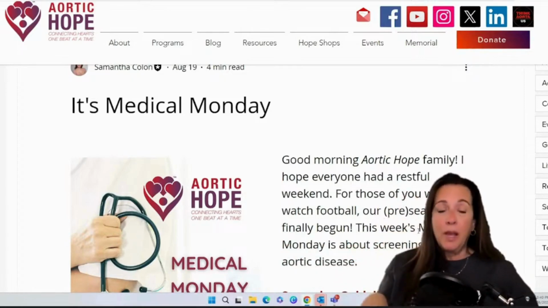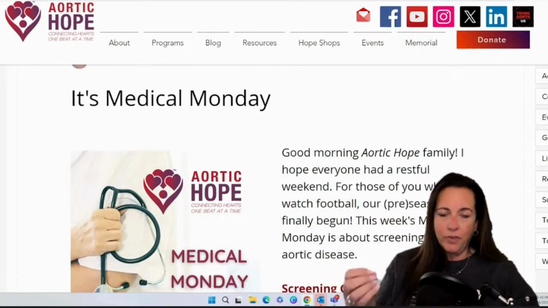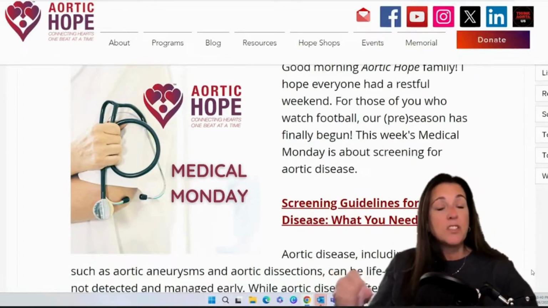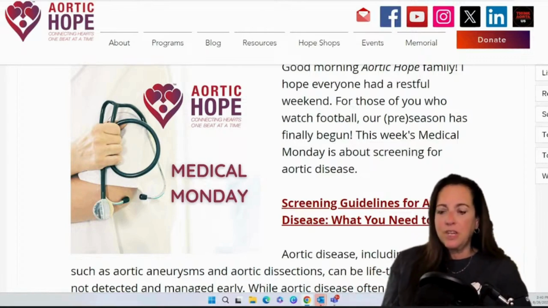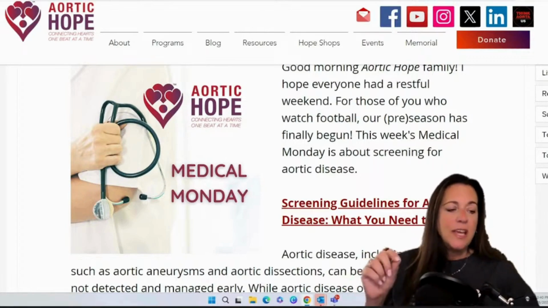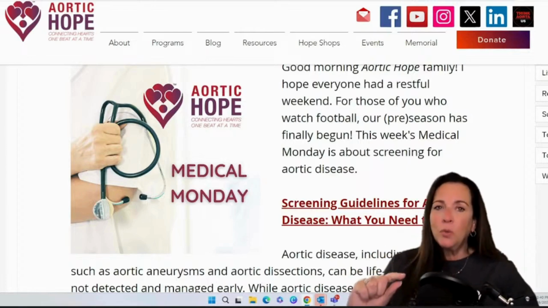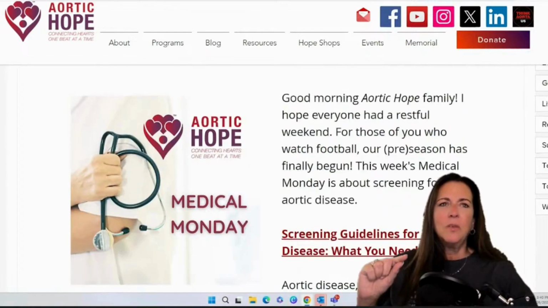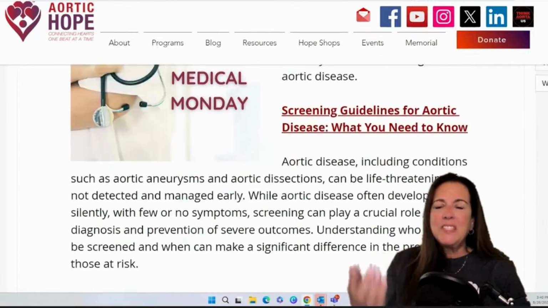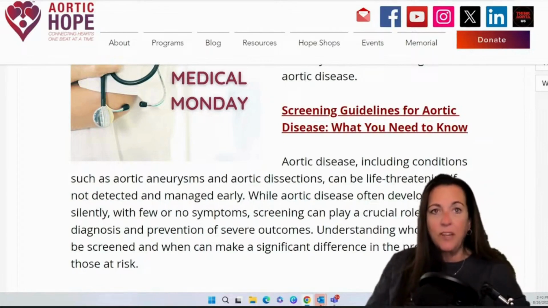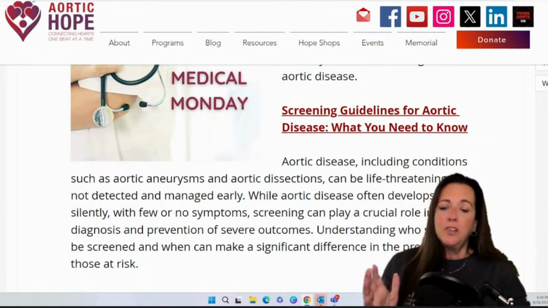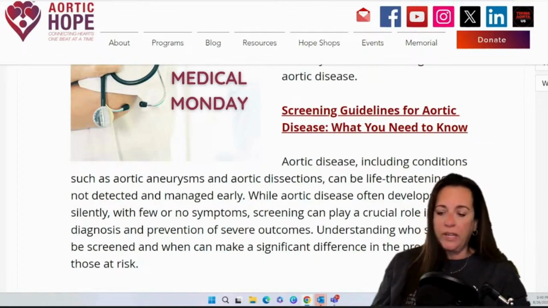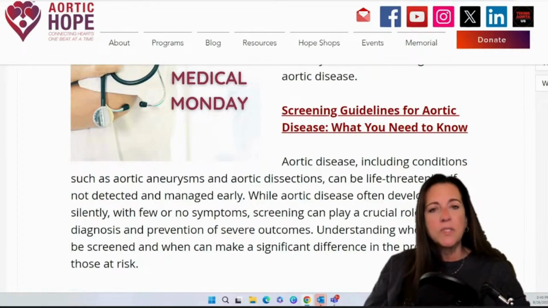And this week's Medical Monday was all about screening for aortic disease, something we haven't really talked about, but there are screening guidelines. And here's some of the things you need to know. Aortic disease includes conditions such as aneurysms and aortic dissections. They can actually be life-threatening, which we all know way too well. And if it's not detected and managed early, these things could be fatal. While aortic disease often develops silently with no symptoms at all, screening can play a very crucial role in early diagnosis and prevention of severe outcomes.